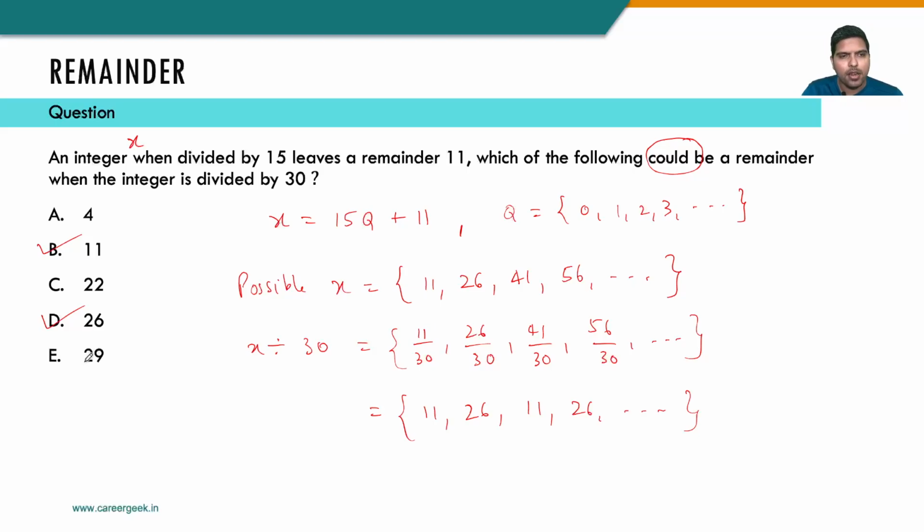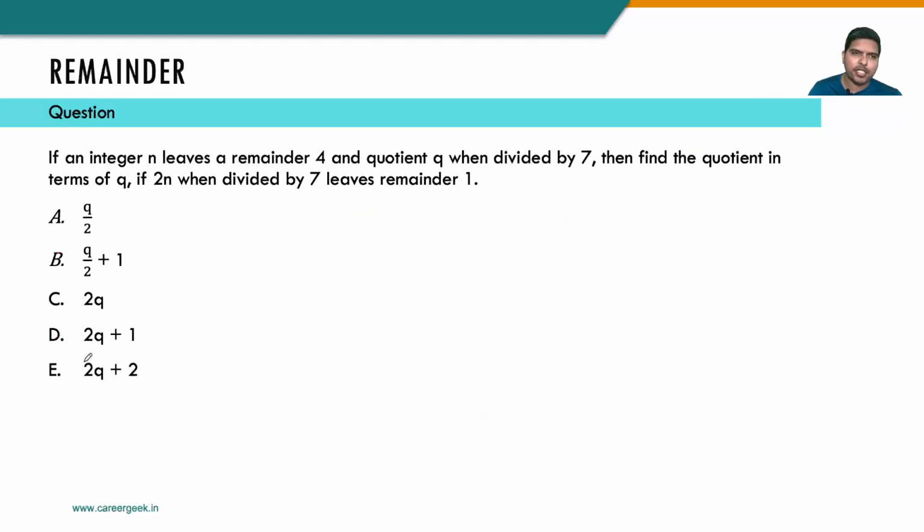Okay. Now, the next one. If an integer n leaves a remainder 4 and quotient q when divided by 7, a bit confusing. If an integer n leaves a remainder, so remainder is 4 and quotient is q.